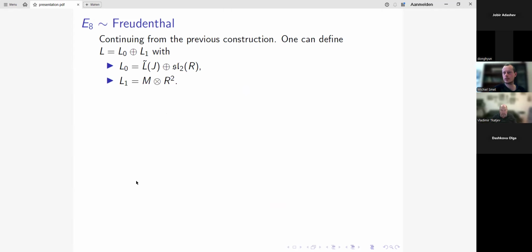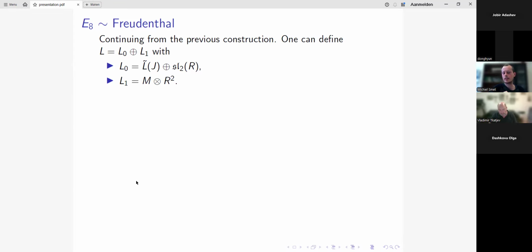So for the construction of E8, you start. You construct a Z divided by 2Z graded Lie algebra. You have a 0 graded component and a 1 graded component. Your 0 graded component is a direct sum of the central extension of your TKK Lie algebra, which we used on the previous slide to define an action on the module M.